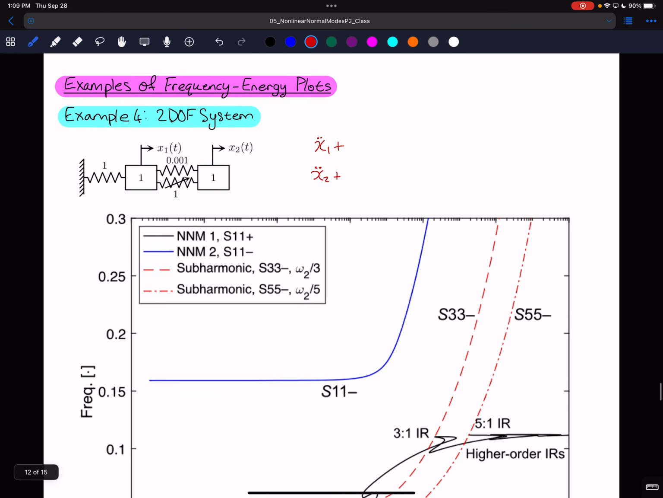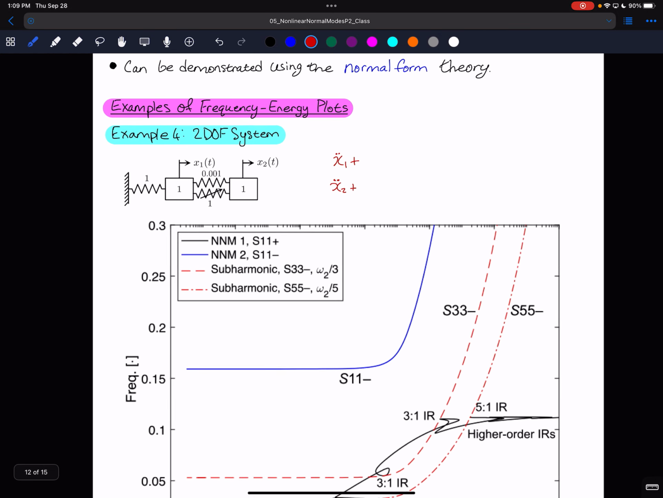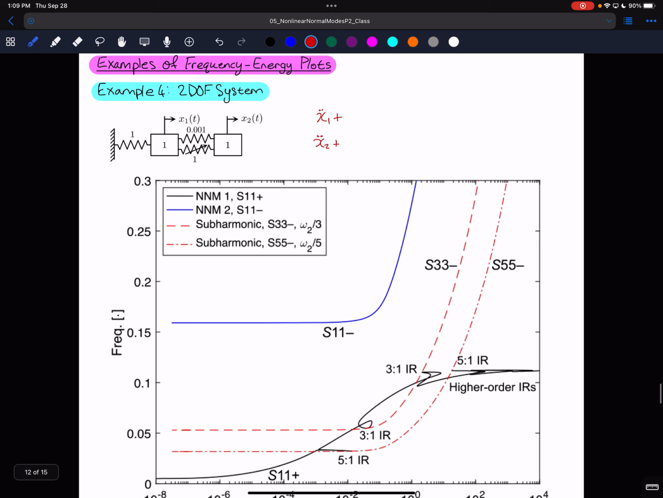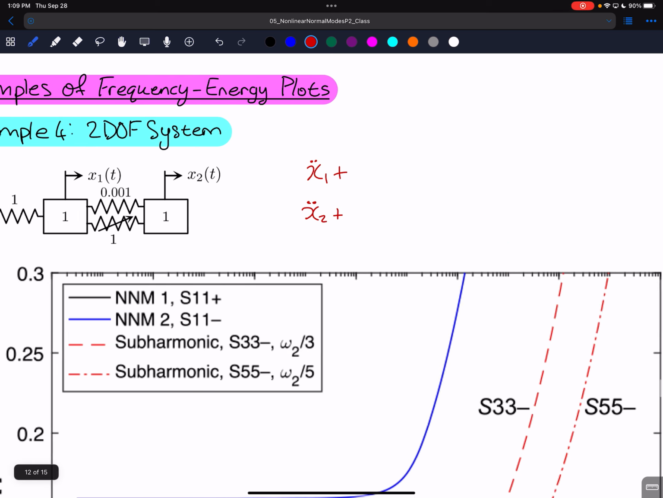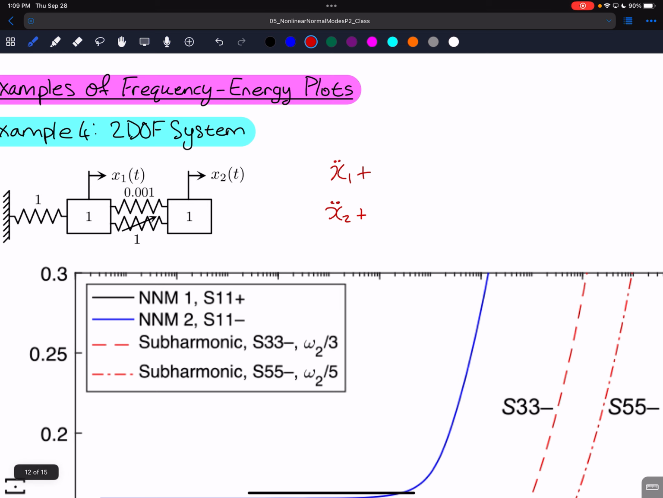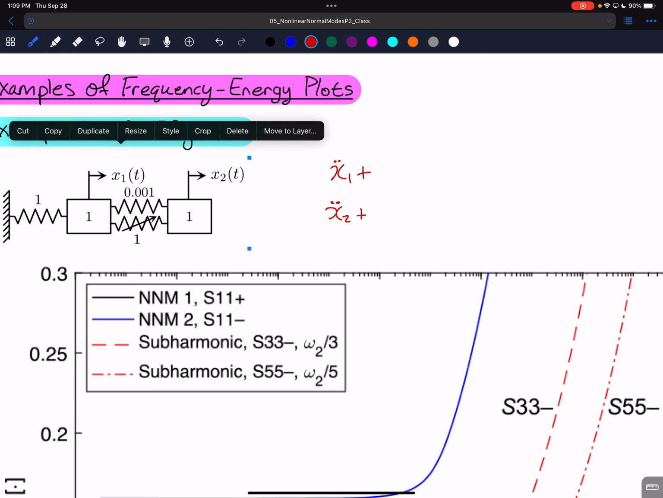Okay, we're going to take a look now at some different frequency energy plots, just so you guys can see what these things look like. So here is example 4. I'll write out the equation of motion for you. It's a 2-degree-of-freedom system. We're going to look at a couple of different 2-degree-of-freedom systems, and then we'll take a look at a cantilever beam as well.